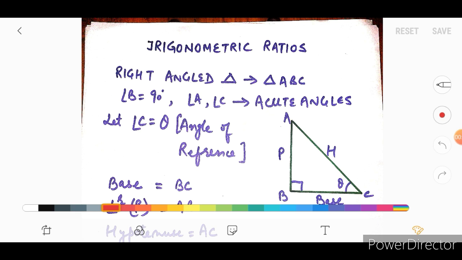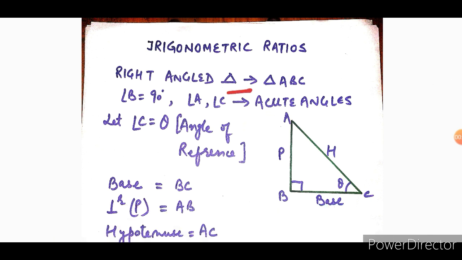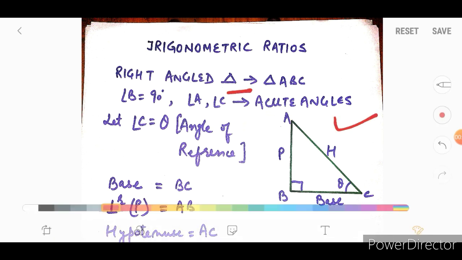Today we are going to start with the trigonometric ratios. In my previous video I told you about trigonometry, remember we have to take one right angled triangle only. I have taken one for you, a right angled triangle where angle B is 90 degrees, AB is the perpendicular, AC is the hypotenuse and BC is your base.